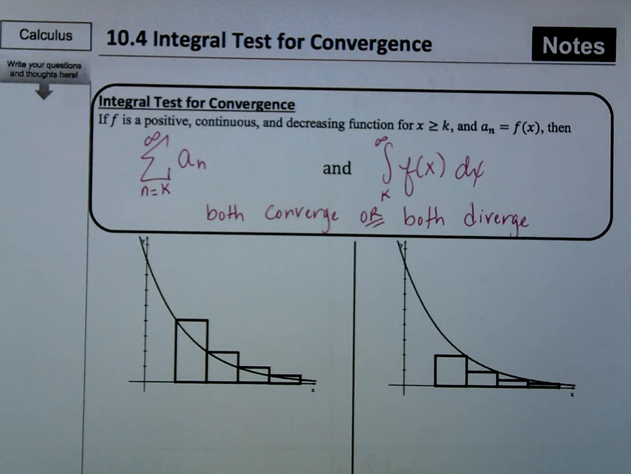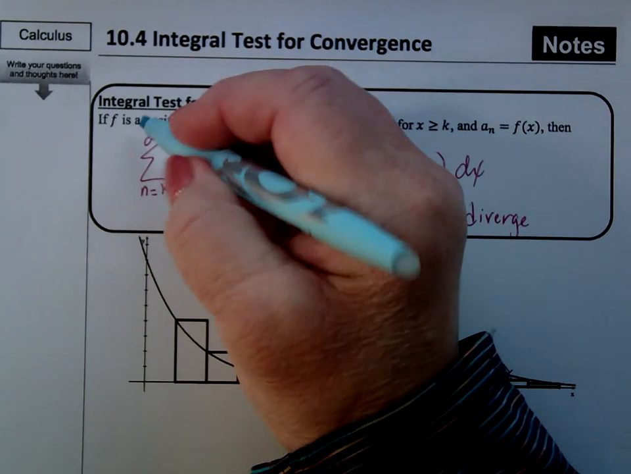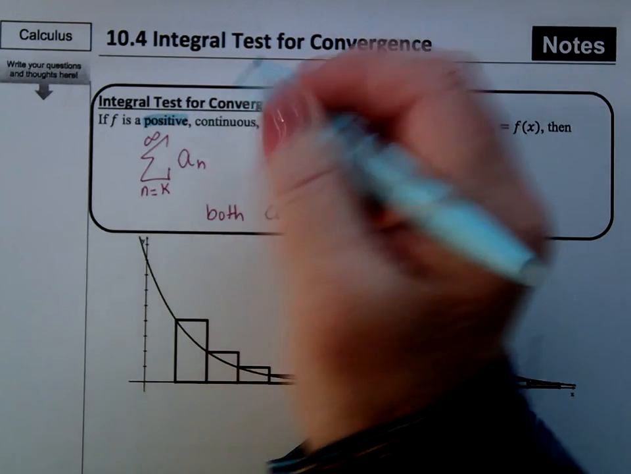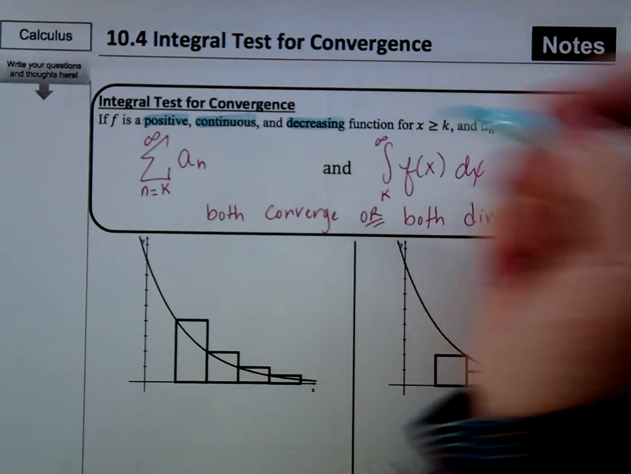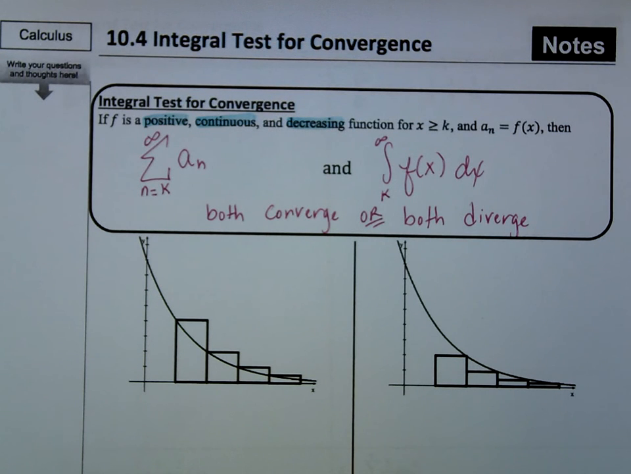So whatever one does, the other does. It's either going to be both of them converging or both of them diverging. But the deal is it has to be a positive a sub n, the function has to be positive, continuous, and decreasing. So every time you want to use the integral test, you need to test those three things.